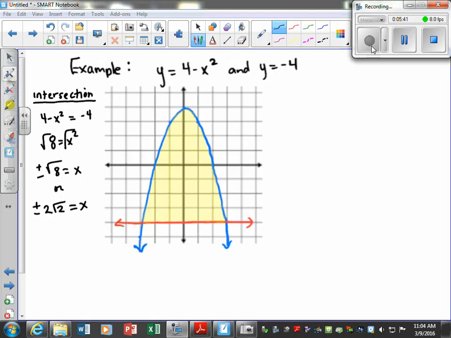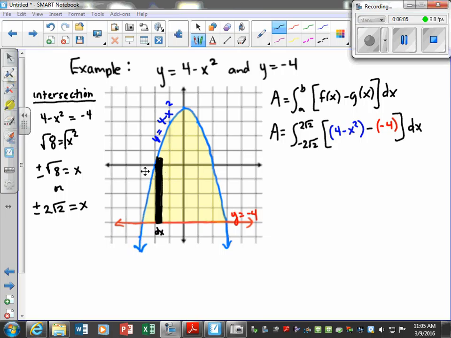Okay, the first thing I did is I just did some algebra to find the intersections. That's where it's going to intersect for the x values. And actually in your calculations, it doesn't matter if you use the square root of 8 or if you use the simplified version of it, because we'll get a decimal answer. So that's just kind of up to you which one you use.